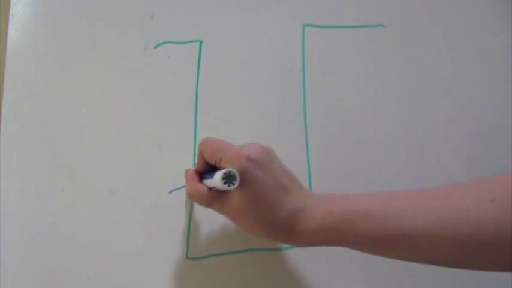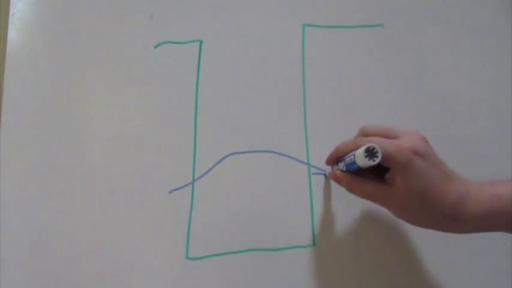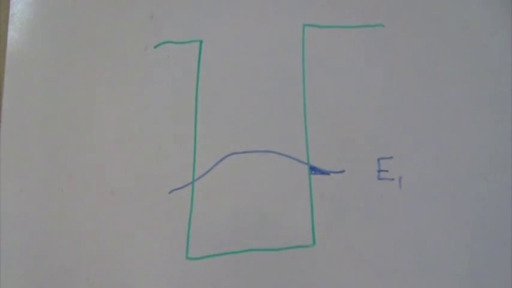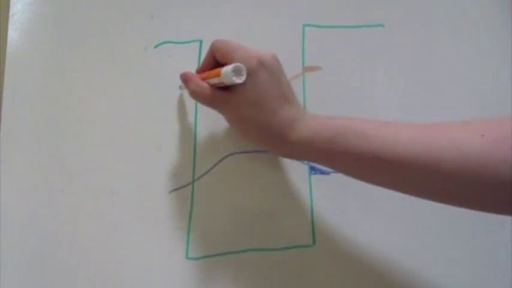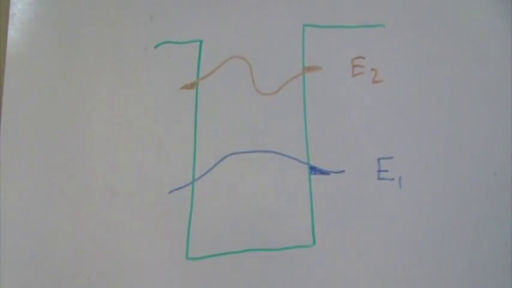In a finite potential well, these nodes on the sides do not exist, as a small amount of the energy escapes into the outer regions of the potential well.